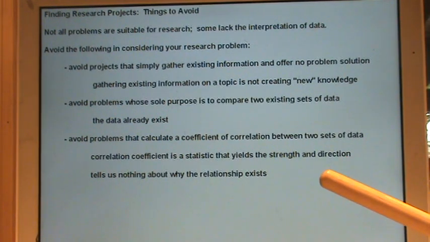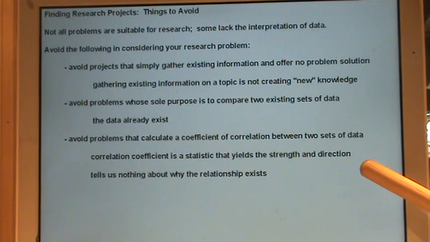And in the same vein, you want to avoid problems that calculate a correlation coefficient between two sets of data or between two variables. Self-esteem and grade point average, let's say. We want to correlate those two variables. Well, and what do we find? We say, well, there's a relationship between self-esteem and grade point average. Well, okay, so there's a relationship. First of all, we don't know which came first here, the chicken or the egg, the self-esteem or grade point average? Does grade point average cause increases in self-esteem? Does increases in self-esteem cause grade point average?